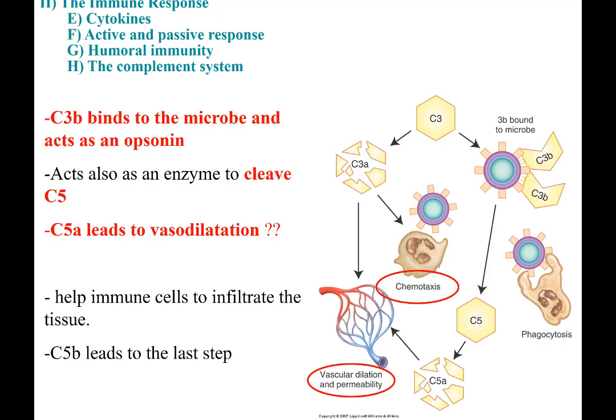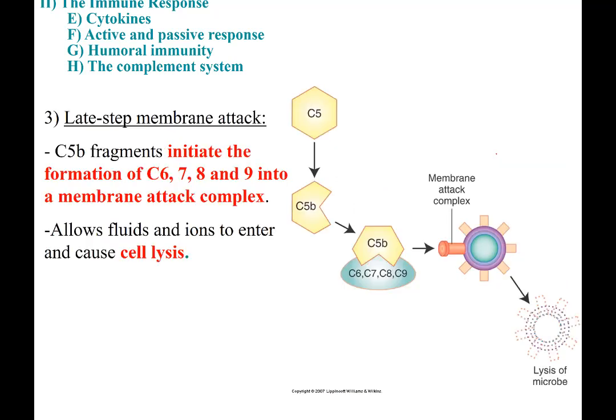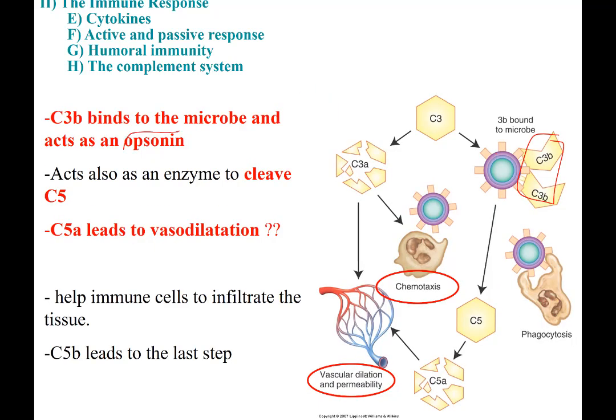C3b is here on the other side. C3b is what we call an opsonin. I'll put that here. It's called an opsonin. An opsonin is a protein that helps phagocytosis. It's going to help macrophages to engulf and do the phagocytosis. So just keep that in mind. An opsonin is a protein that helps phagocytosis.